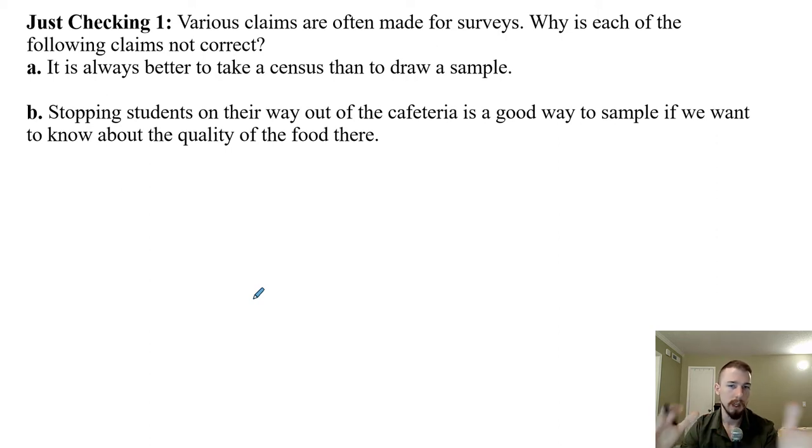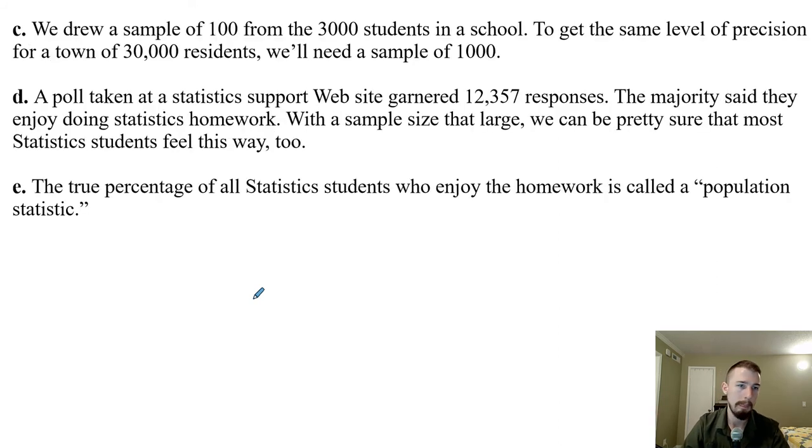Anyway, stopping students on the way out, there's undercoverage. What about the students that don't eat lunch? We drew a sample of 100 from 3,000 students at a school to get the same level of precision for a town. Okay, no. Again, it's not the proportion. The same sample size of 100 would give us the same margin of error because it would be divided by the square root of 100, which is a tenth of the standard deviation of the population, or of the sample.